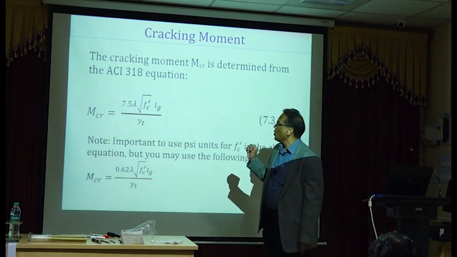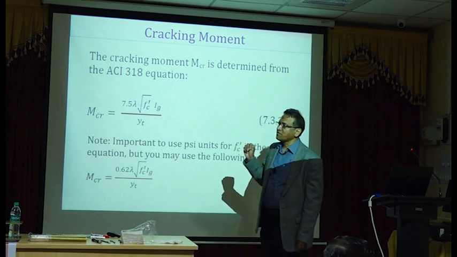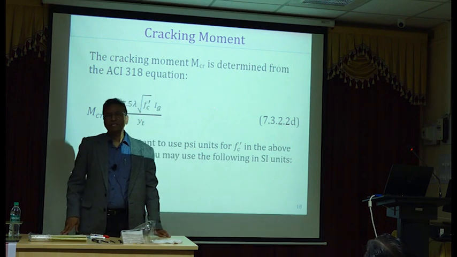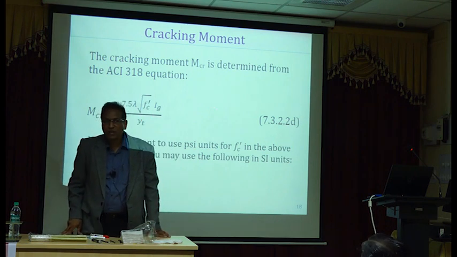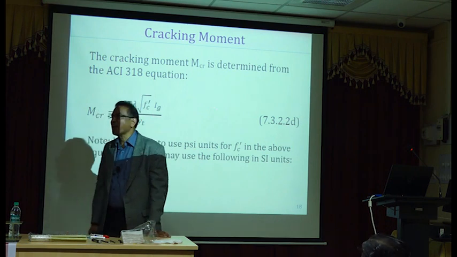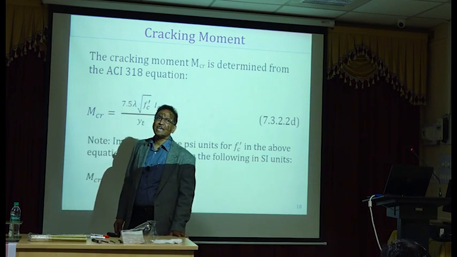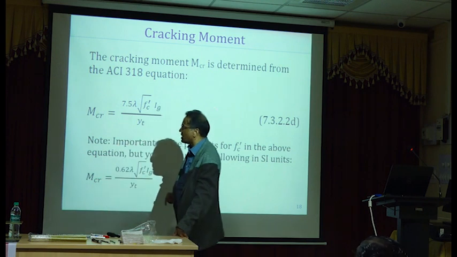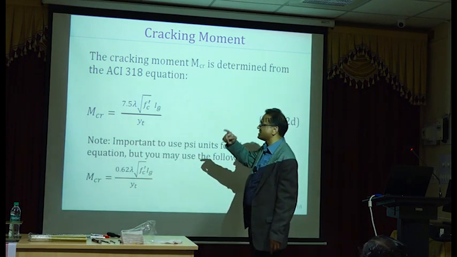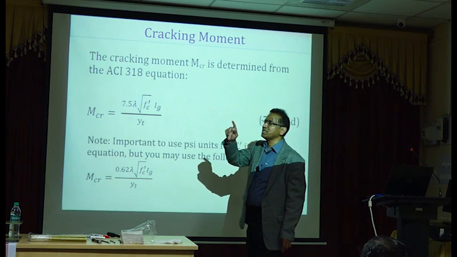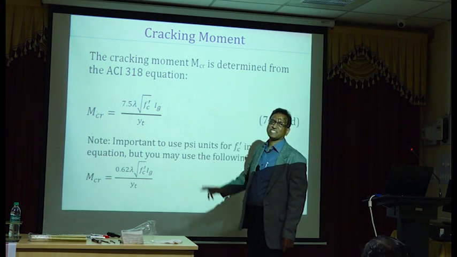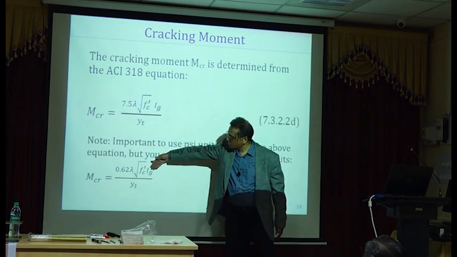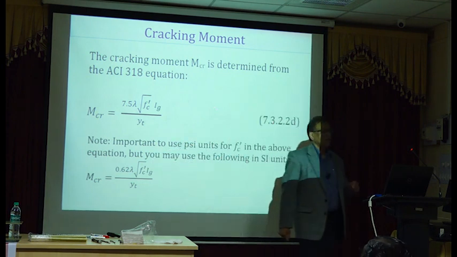And this is based on the modulus of rupture, right? What is the modulus of rupture in the IS standard? 0.7 times square root of f'_ck. Yes, okay, 0.7. So in the US, in ACI 318, it is 7.5 square root of f'_c, but f'_c is in psi units, so that's the difference. Anyway, you will use this equation in SI units.